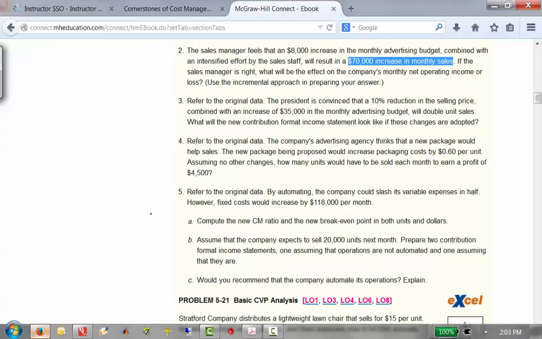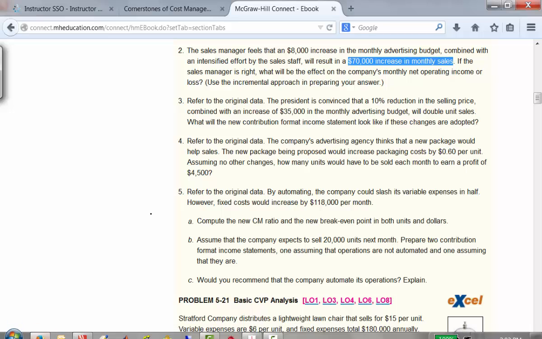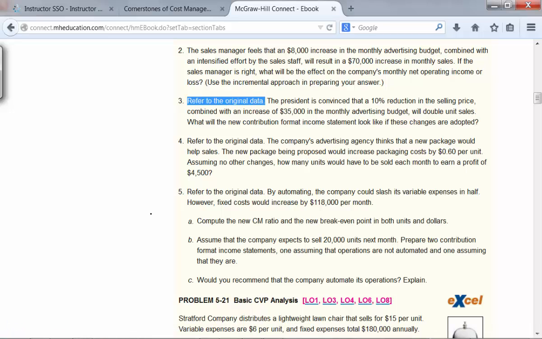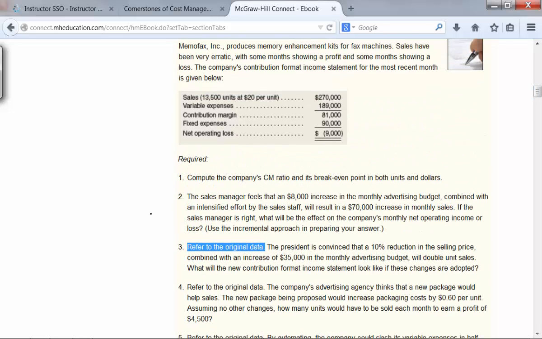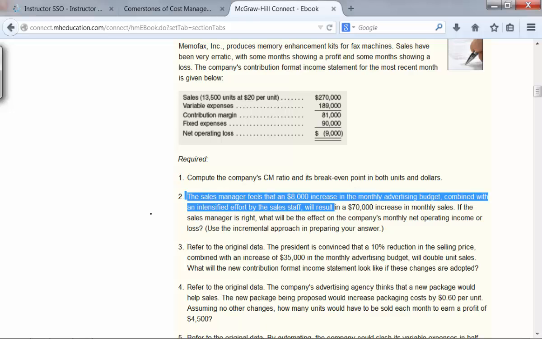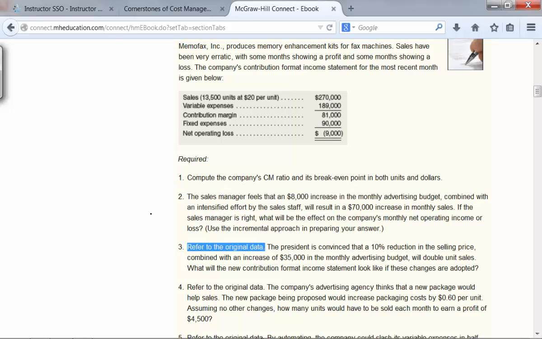Now, what are the things that we're changing here? It says refer to the original data. So everything is starting at the original data, which is right here. We don't care about what happened in number 2. So we're going back to the very beginning. Refer to the original data. They want to reduce the selling price by 10%.